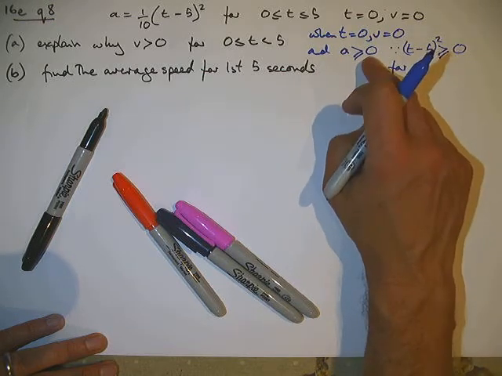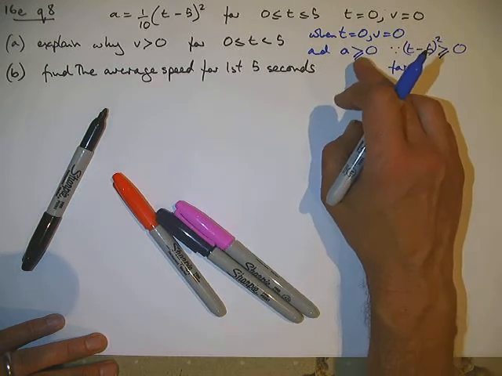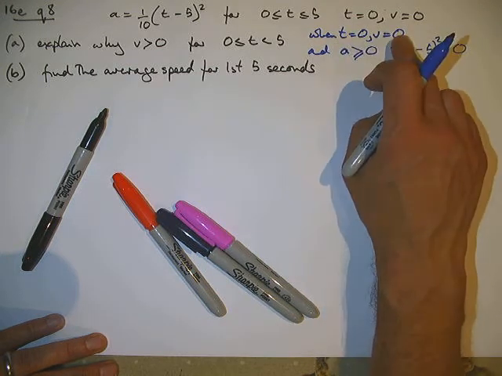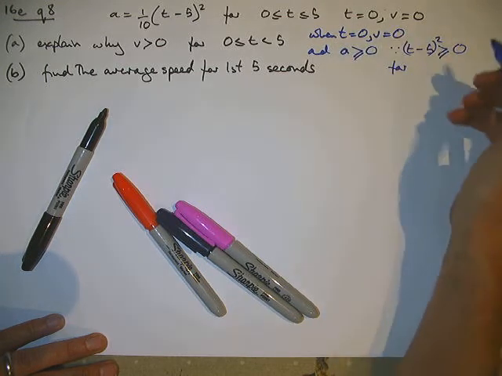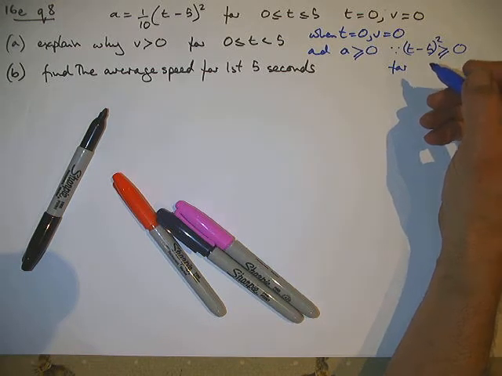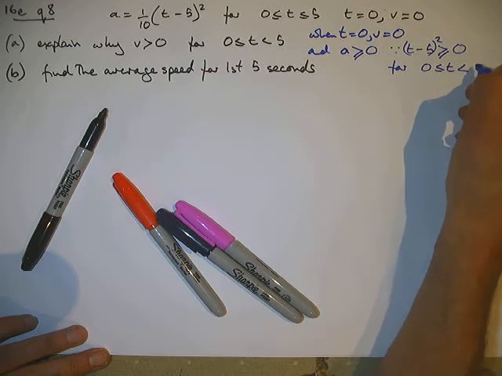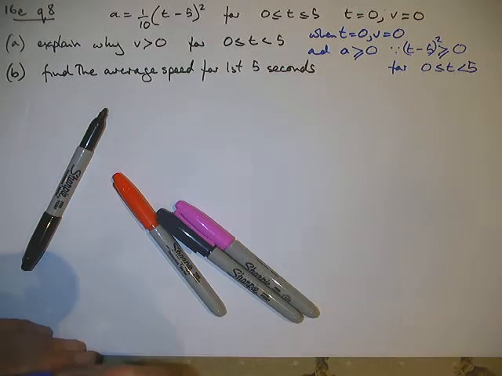So if the acceleration is always positive, it's always getting faster. It doesn't matter whether it's a big or small acceleration, it's always getting faster. And the smallest it was 0. So, and the time period was between 0 and 5, was what the question asked.